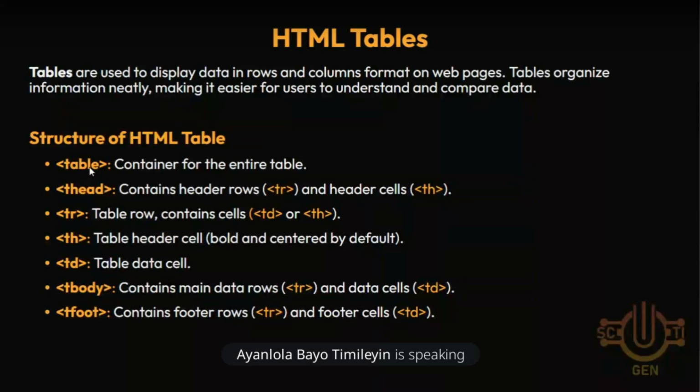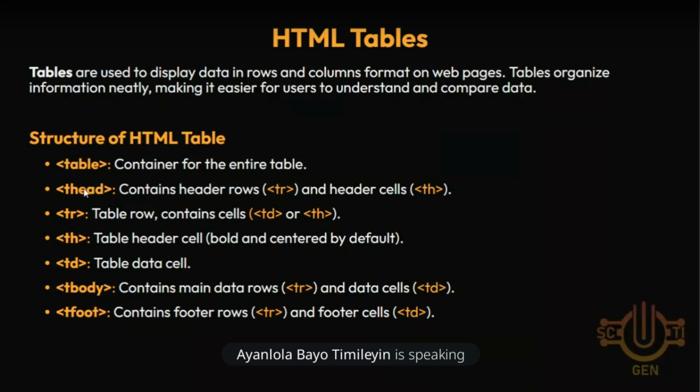So we use the table tag. The table tag is the container for the entire table. And then we have the table head, the table body, and the table foot. The table head contains the header rows, which is the TR. TR means table row. And then the header cells, which is the TH, that is table heading. So we have table heading in the table head.